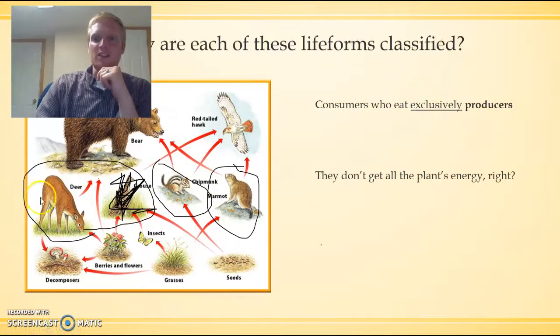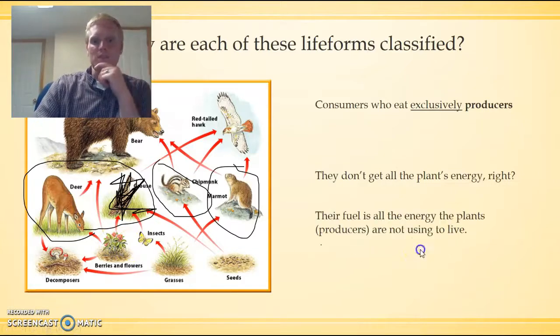So the consumers who eat exclusively producers don't get all the plant's energy, right? This deer is not getting all the energy that this plant got from the sun. The sun's energy gave 100% to this plant, but this plant's not passing on 100% to the deer because it's got to use some of that energy for itself in order to grow and to function. So their fuel is all the energy the plants, the producers, are not using to live.